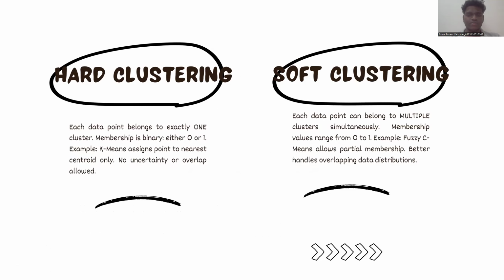So let us understand what hard and soft clustering are. Let's first understand the difference between hard and soft clustering. In hard clustering, each data point belongs to exactly one cluster. For example, in k-means, once a point is assigned, it cannot belong to another cluster. But in soft clustering, also called fuzzy clustering, each point can belong to multiple clusters with different membership values. These membership values range between 0 and 1. This makes fuzzy clustering more flexible and realistic.